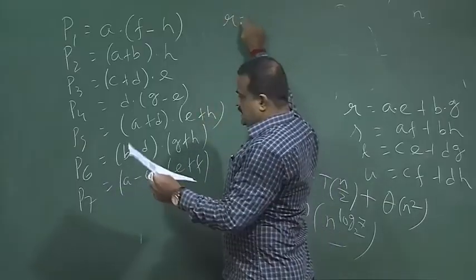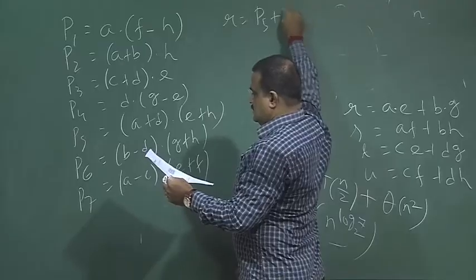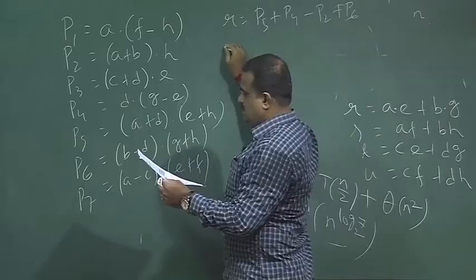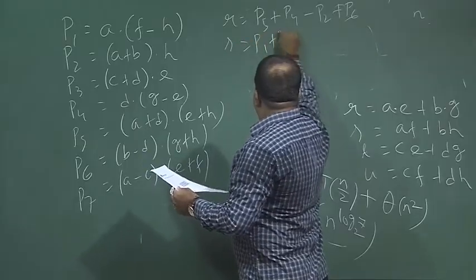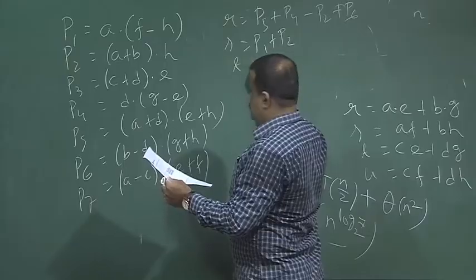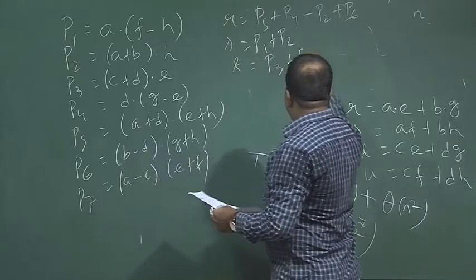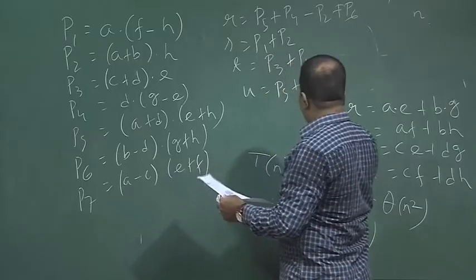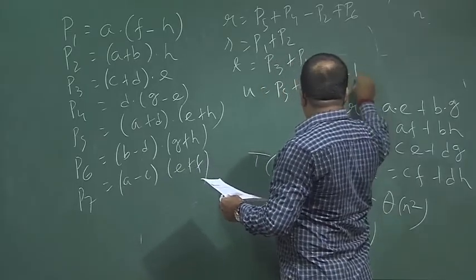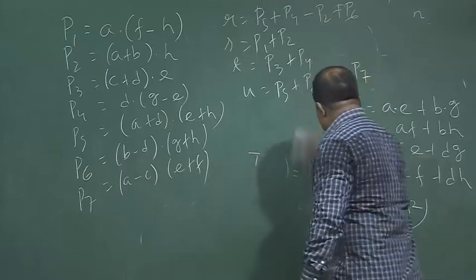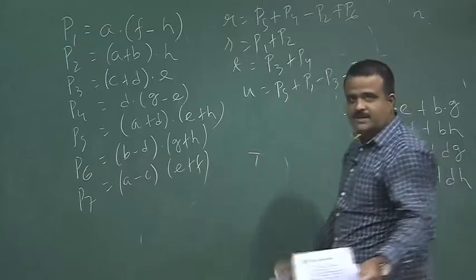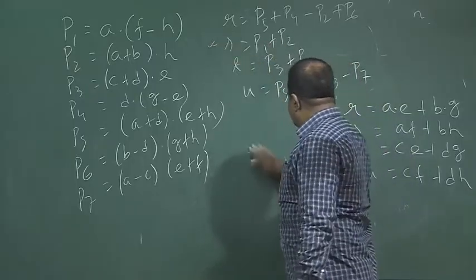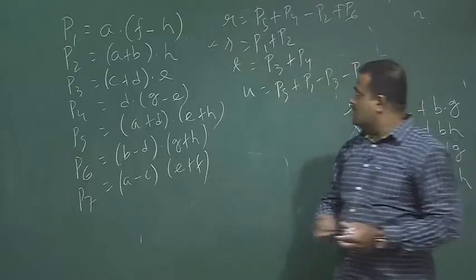Now, R is basically P5 plus P4 minus P2 plus P6, S is P1 plus P2, T is P3 plus P4, U is P5 plus P1 minus P3 minus P7. Okay, so these are the intermediate terms. We can verify just R here, and then you can check the remaining ones to see whether they are okay or not.